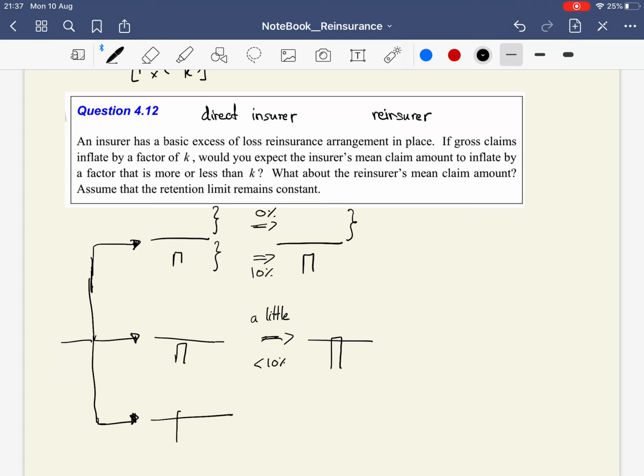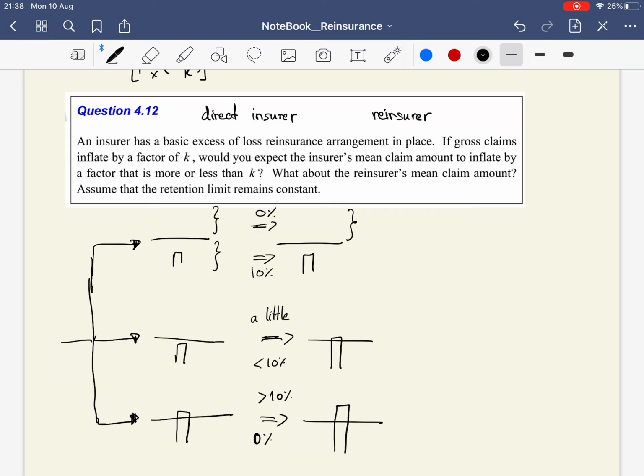But now let's look at the claim that already exceeds the retention limit. What's going to happen? For the direct insurer, there's 0% change, right? And for the reinsurer, what's going to happen here? They have to bear a greater than 10% increase in claim.